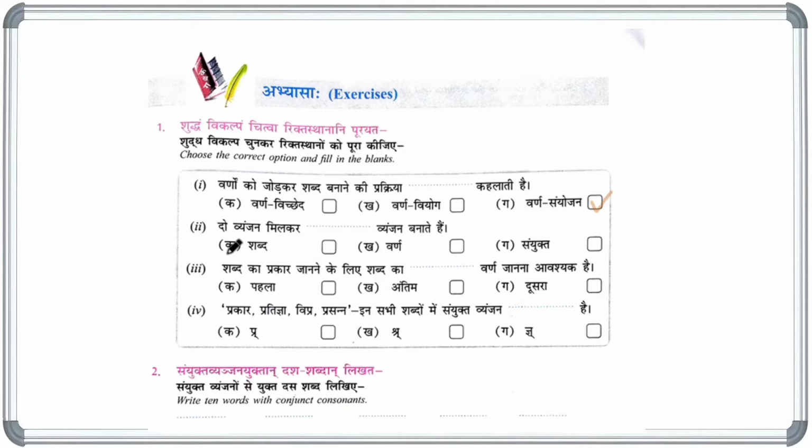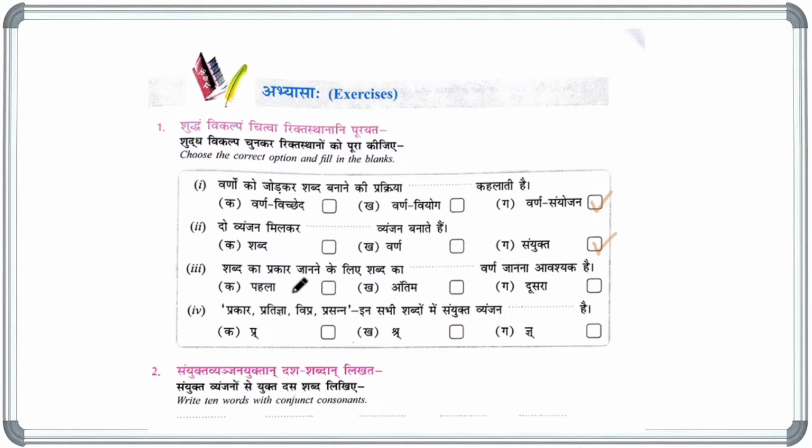The second question: दो व्यंजन मिलकर डैश व्यंजन बनाते हैं. By adding two vyanjana letters together to find a new vyanjana letter, that is called: the first option shabd, the second option varna, and the third option samyukta. So samyukta vyanjan is adding two vyanjana letters together to find a new vyanjana letter. So the right option is the third option.